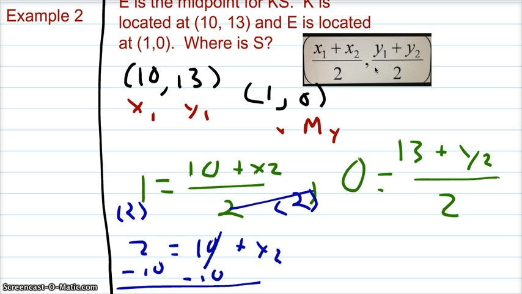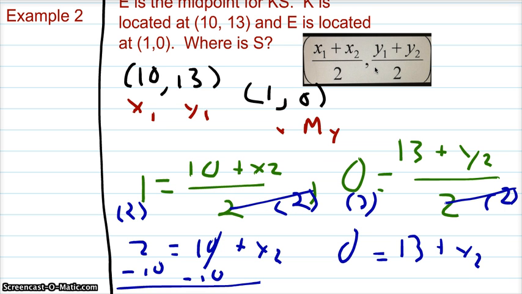Over here, I'm going to do the same steps. To get rid of divided by 2, I'm going to multiply by 2 on both sides. So I'm left with 0 equals 13 plus y2. Then I'm going to subtract 13 on both sides. So I'm left with y2 equals negative 13.